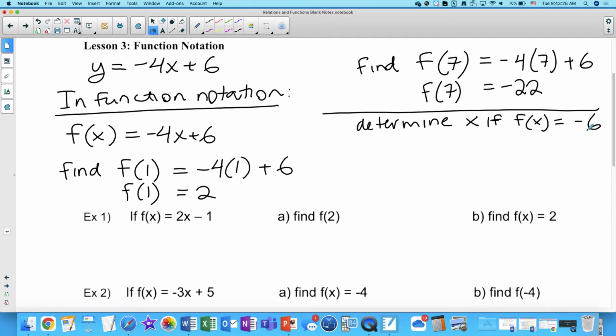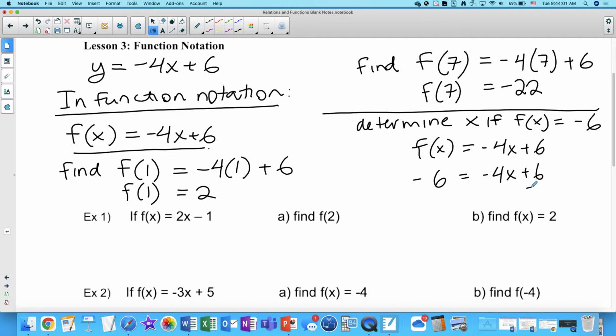So how do we deal with this? We replace the f of x with this value. f of x equals negative 6, so that's what we get to sub in on the left. So negative 6 equals negative 4x plus 6. Now we actually have to do some algebra to solve, right? We need to subtract 6 from both sides. I'm running out of room here, but I'm going to get negative 6 minus 6 is negative 12 equals negative 4x. And then we can divide by negative 4.